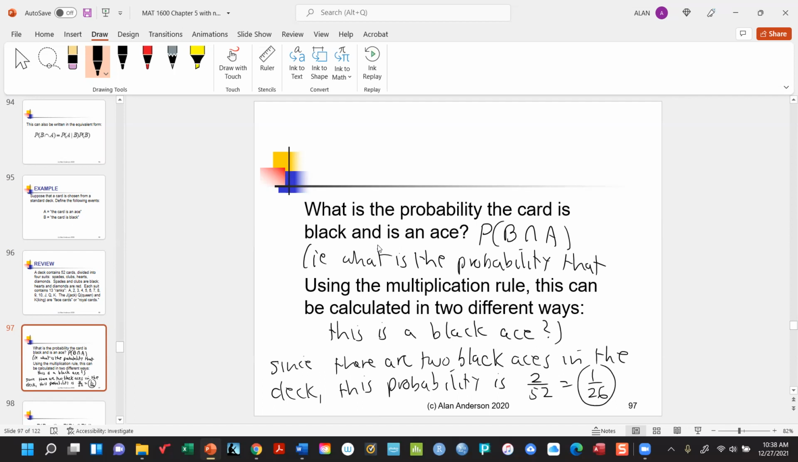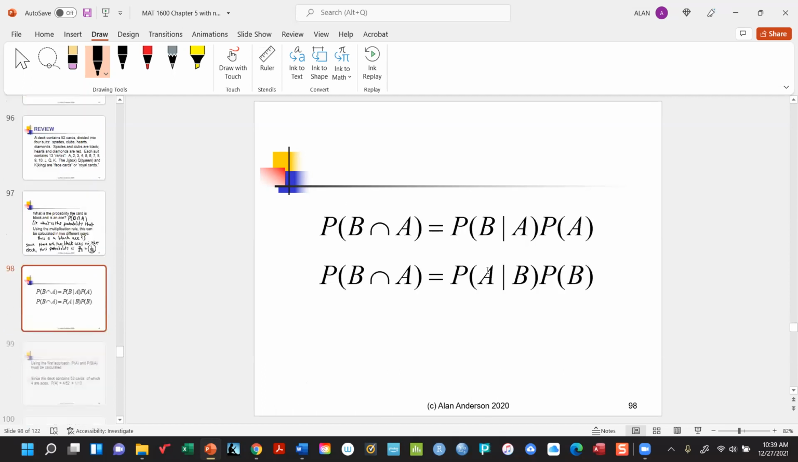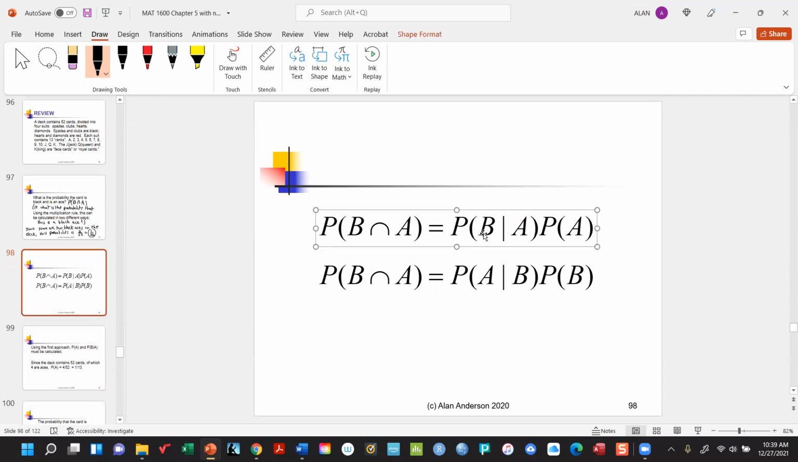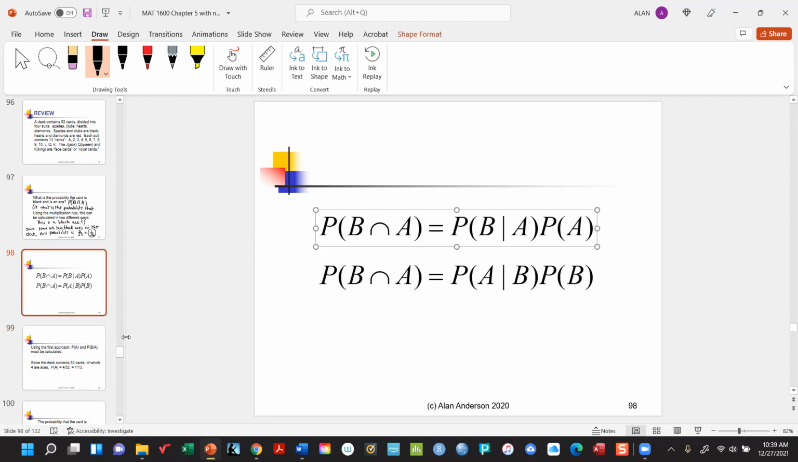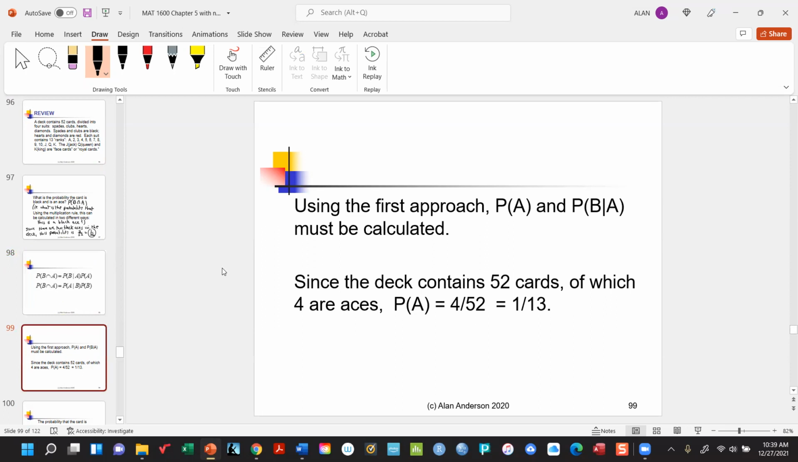Usually in statistics, as in all branches of math, there's multiple ways of getting at the same result. And so here, we're going to use the multiplication rule to prove that this is true, or at least demonstrate that the multiplication rule works correctly. So what we're going to do is start with the first one. Let's follow this approach and see what we come up with. So that means we need to determine the probability of B given A and the probability of A.